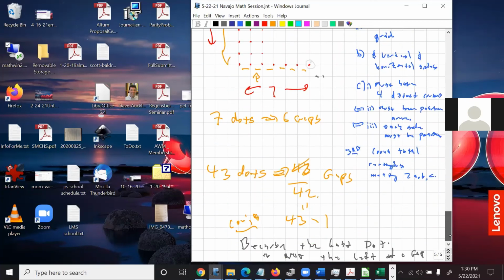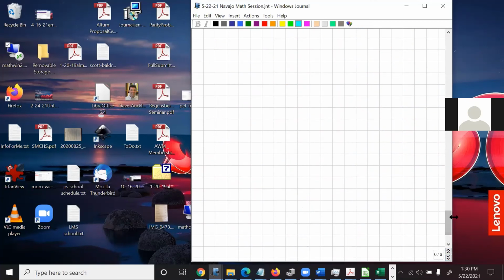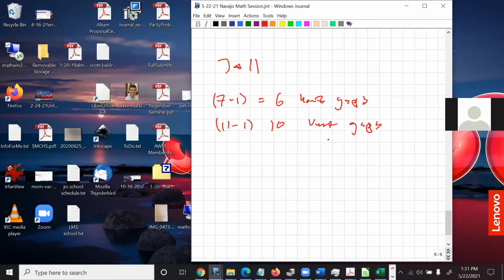So for the 7 by 11, we're going to get 6 gaps horizontal and 10. This 6 is a 7 minus 1, and this is an 11 minus 1 vertical gaps. Therefore, 60 1 by 1 squares. Does that make sense? That is definite progress, right?